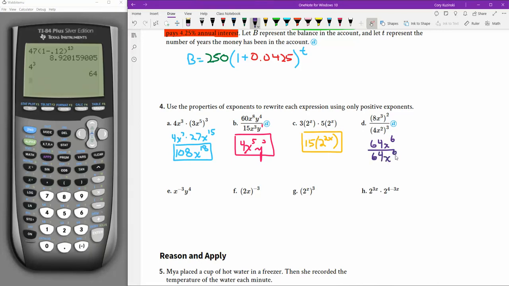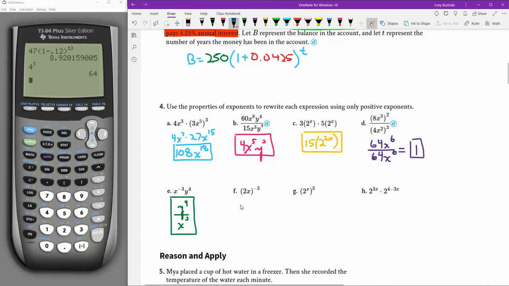I mean, we've got 64x to the 6th over 64x to the 6th. That's just 1. 64 divided by 64 is 1. X to the 6th divided by x to the 6th is x to the 0, which is 1. So 1 times 1 is 1. Simple fix here for E. Watched a lot of people struggling with this on the checkup. It's just y to the 4th over x to the 3rd, and we are done.